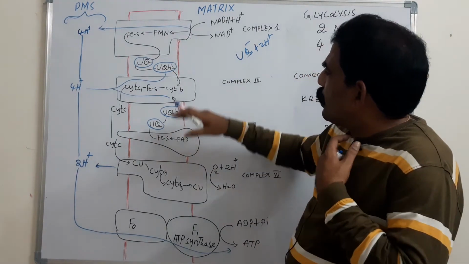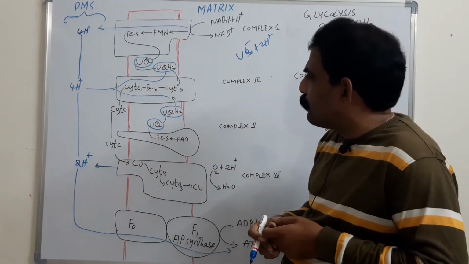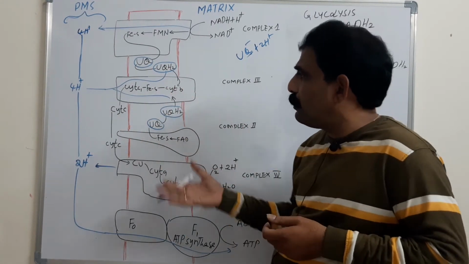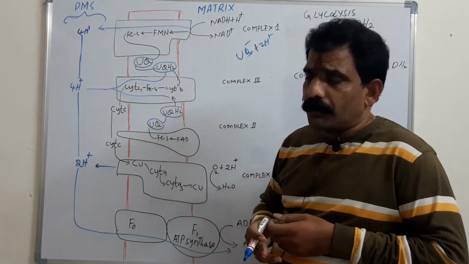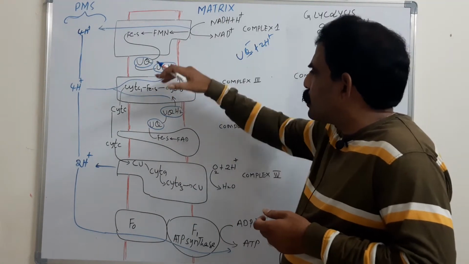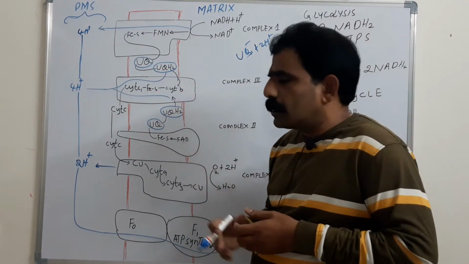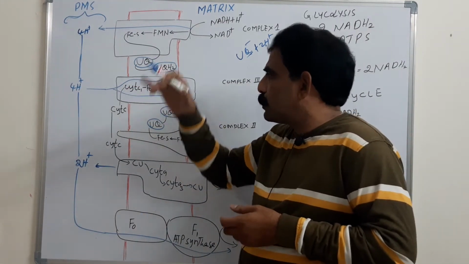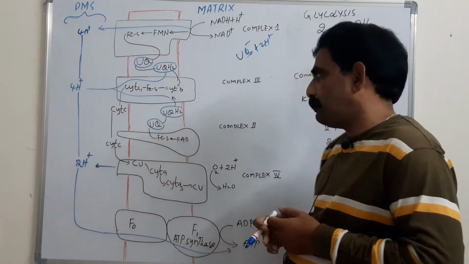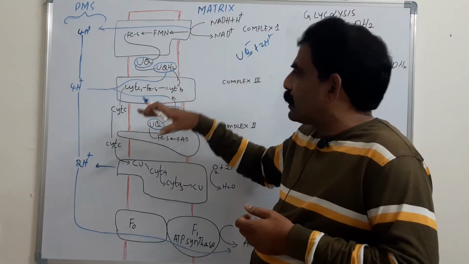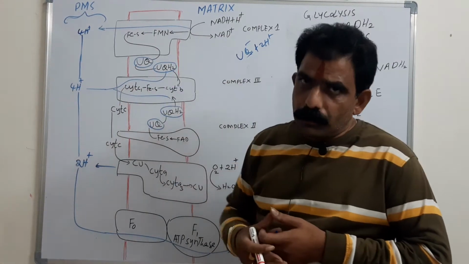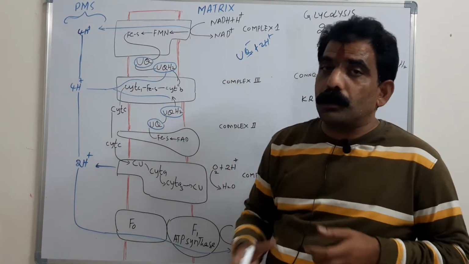Now the electrons are transferred first to cytochrome B, components of complex 3 being cytochrome B, ferrous sulfur protein and cytochrome C1. Initially electrons are transferred to the cytochrome B, from there electrons are transferred to the ferrous sulfur protein, and finally electrons are transferred to the cytochrome C1. And cytochrome C1 transfers its electrons to the cytochrome C, which means cytochrome C will be reduced.